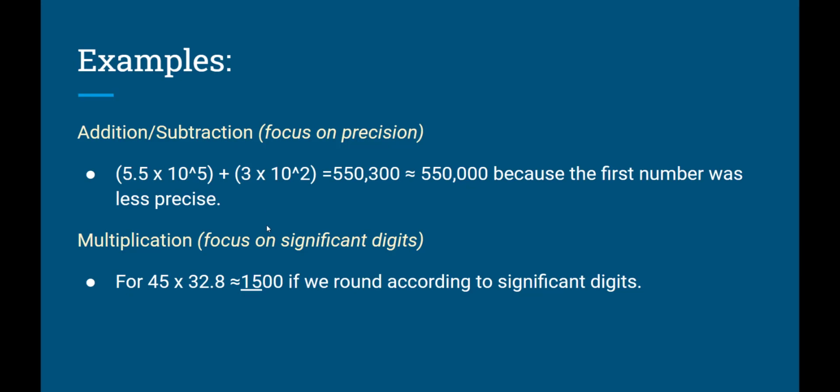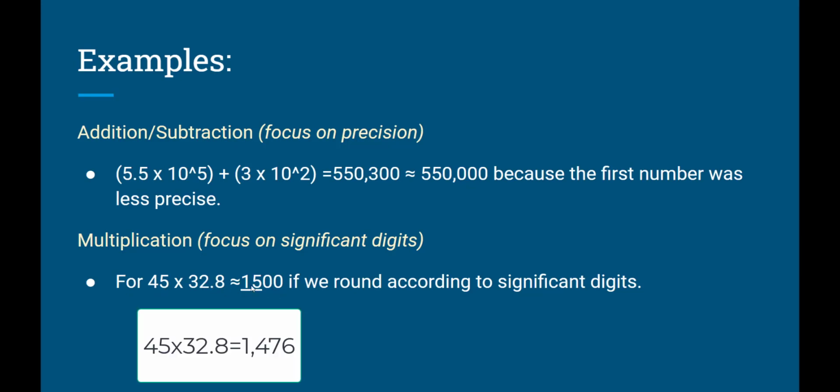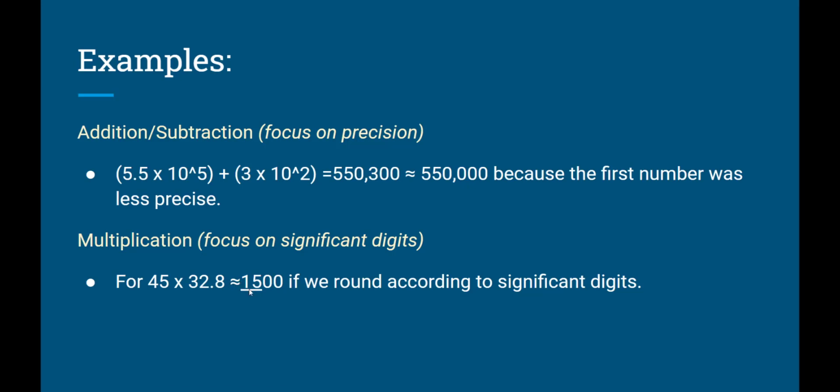When multiplying, focus on significant digits. Here we have 45 times 32.8. First, multiply these two numbers. Then we see that 45 had two significant digits, whereas 32.8 had 3. We must round the final answer so that it has two significant digits. Therefore, my rounded answer becomes 1,500.